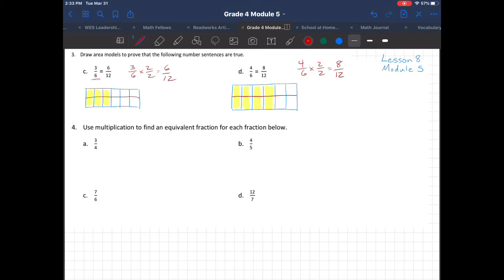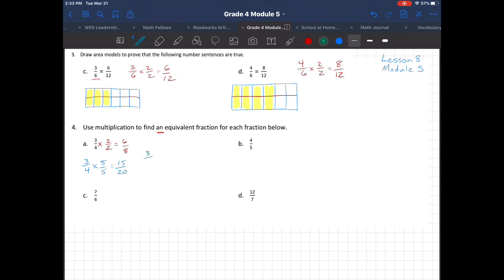Okay, number 4 says use multiplication to find an equivalent fraction for each fraction below, which means you can find any equivalent fraction. So the things I do here might not match yours, but as long as you multiplied by 1, remember a fraction that has the same thing in the numerator as it does in the denominator is 1. As long as you have that, you will have an equivalent fraction. So maybe you did 2 over 2, but you could have done, let's say 5 over 5.